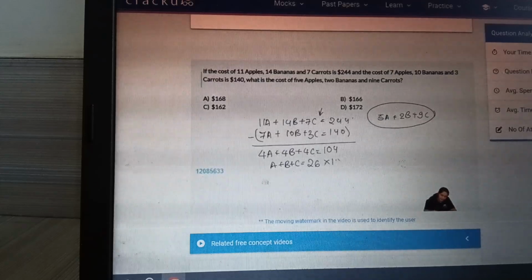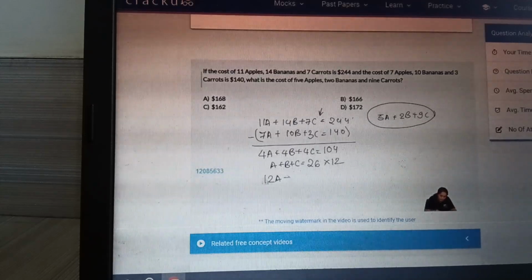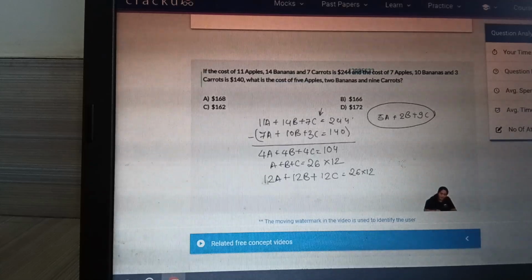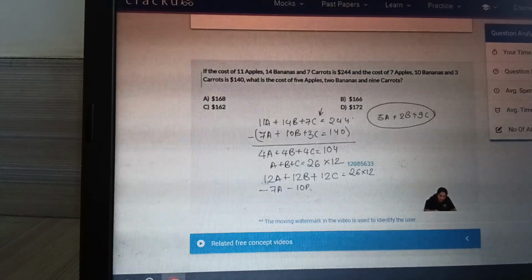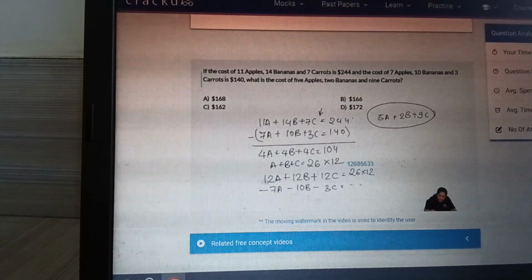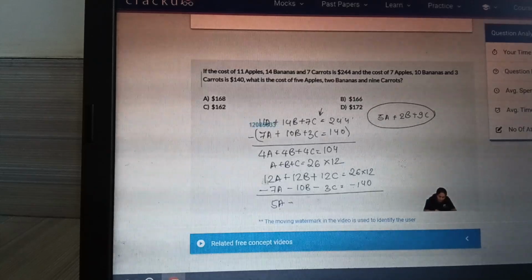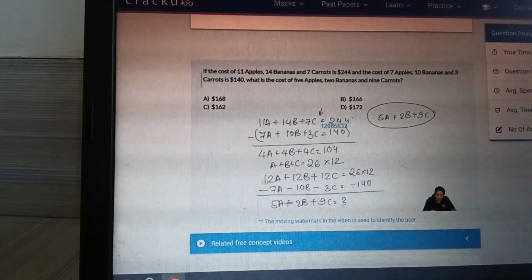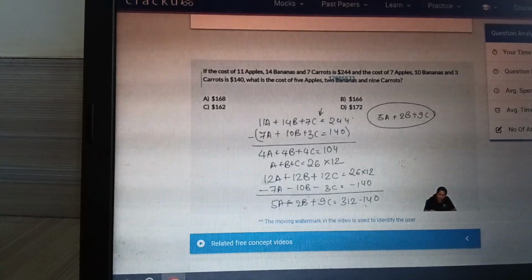So let me multiply this by 12, then I get 12A plus 12B plus 12C is equal to 26 times 12. Now if I subtract the second equation, what do I get? Minus 7A minus 10B minus 3C is equal to minus 140. So if I take the difference, this is 5A plus 2B plus 9C is equal to 26 times 12, which is 312 minus 140, which should be equal to how much? That should be equal to 172.